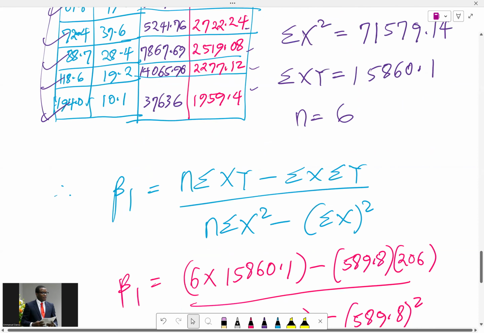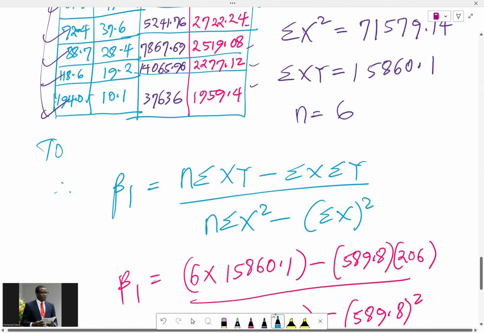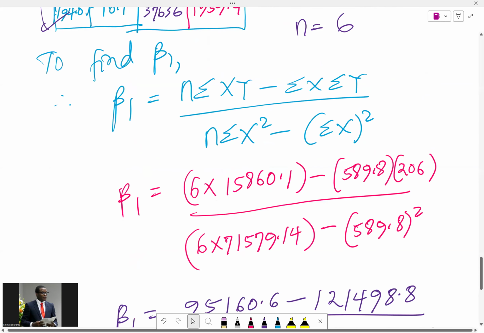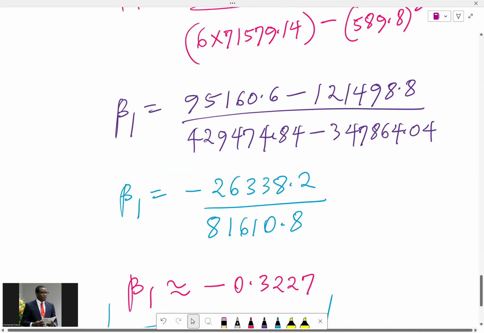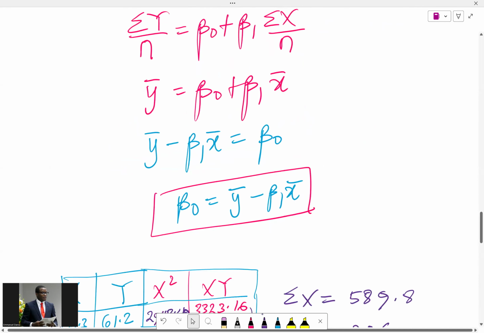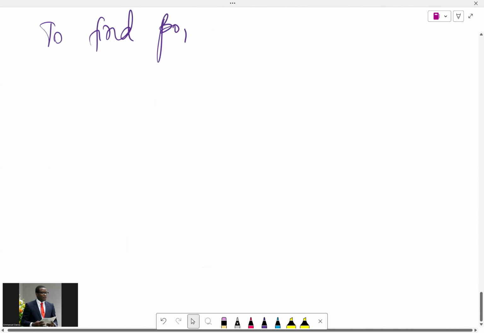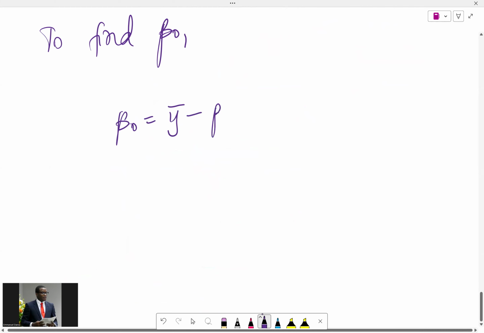So here it's more like saying to find beta 1. That's what we have done now. We have found beta 1. So the next thing is to find beta naught. So to find beta naught, don't forget the formula for beta naught I already derived, which is this. Beta naught is y bar minus beta 1 x bar, right?